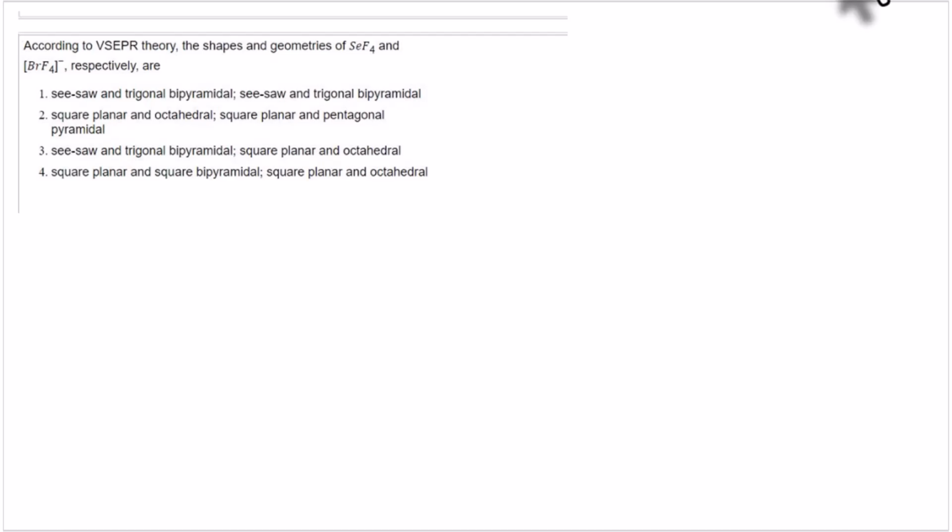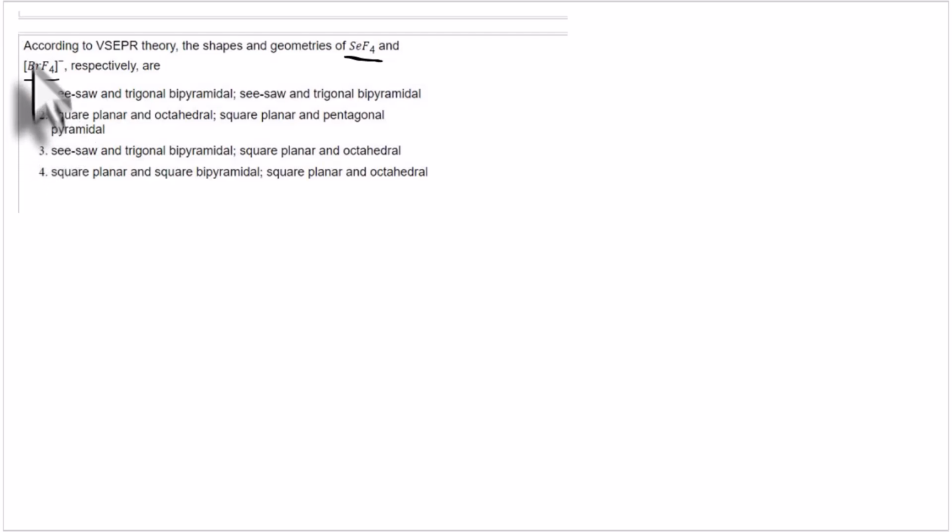So in this question, again, there is the application of VSEPR theory. There are two compounds which are shown here, SeF4 and BrF4 minus. We are given 4 statements about their shapes and geometries.